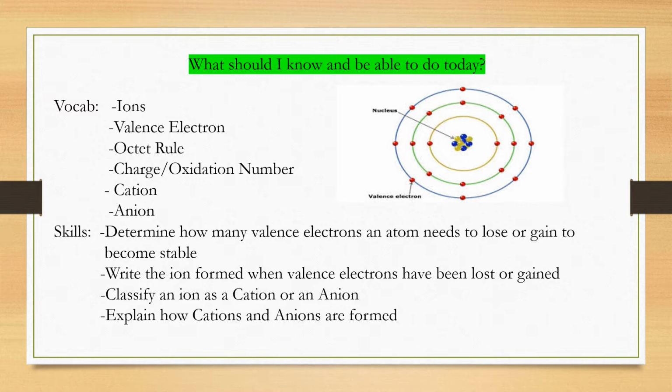Skills: you should be able to tell me how many valence electrons an atom needs to gain or lose to become stable. You should be able to write the ion formed when valence electrons have been lost or gained. You should be able to classify an ion as a cation or an anion, and you should explain how these cations and anions are formed. So I'm going to teach you all that, and you'll be able to do all that.